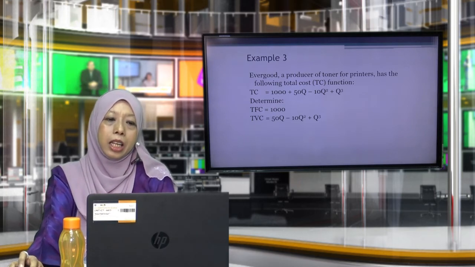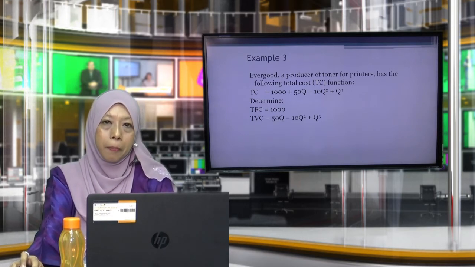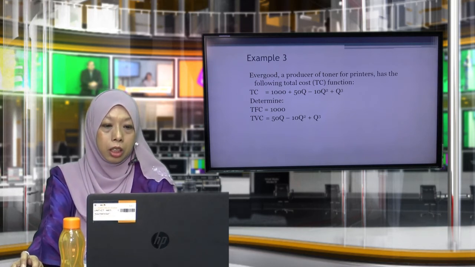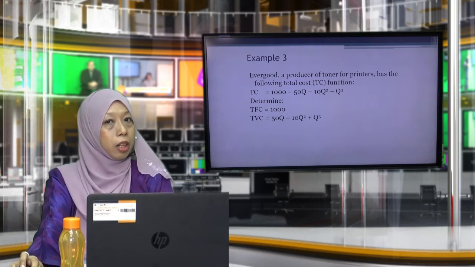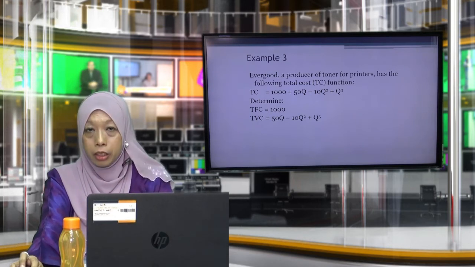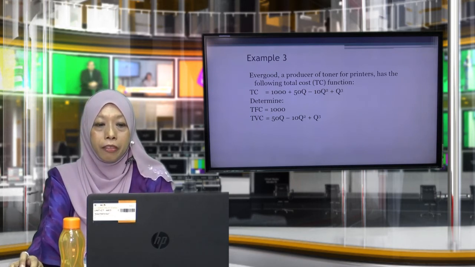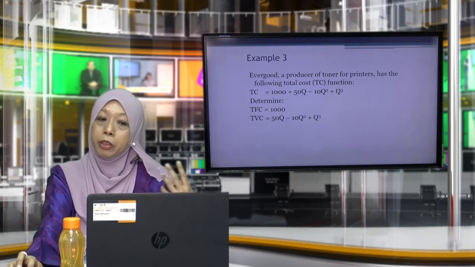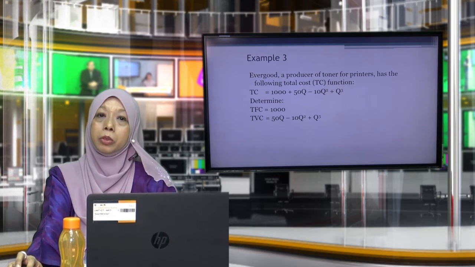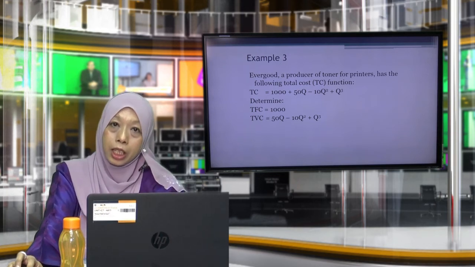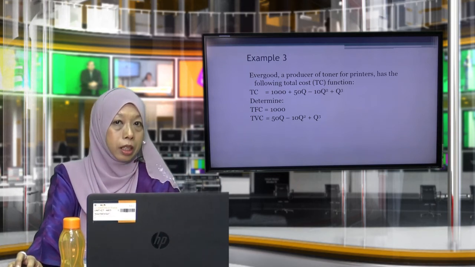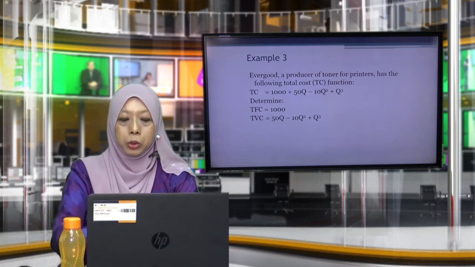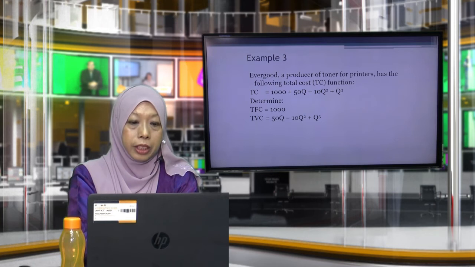Remember that total cost in the short run comprises fixed cost and also variable cost. Fixed cost is the cost that doesn't depend on the output level, while variable cost is the cost that depends on the output level. If you produce 0, then variable cost will become 0. But when you start producing, variable cost will become positive.